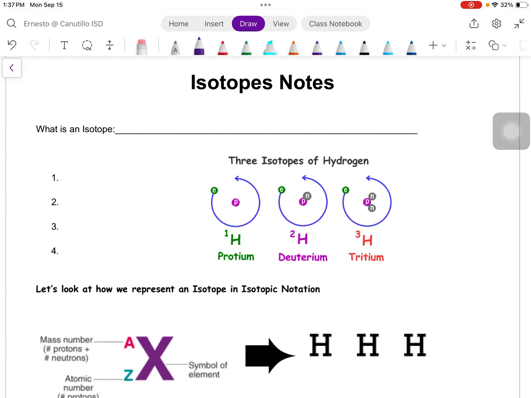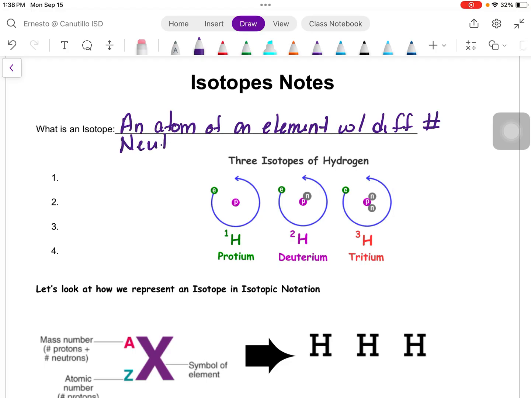Okay, so here are the notes for isotopes. So what is an isotope? An isotope is an atom of an element with a different number of neutrons. As we're going through this, go ahead and follow along by filling in your handout.